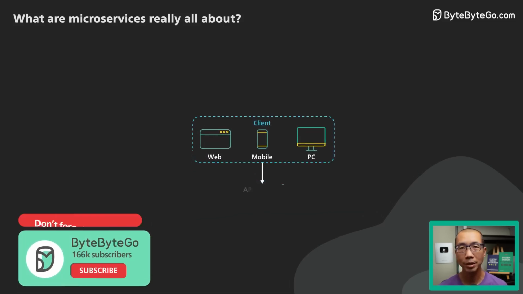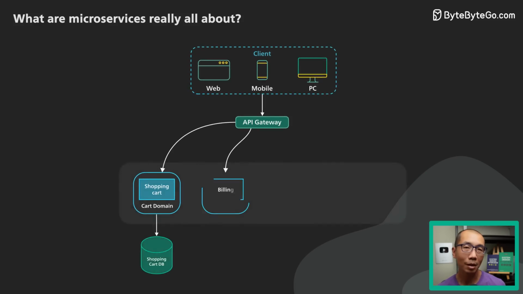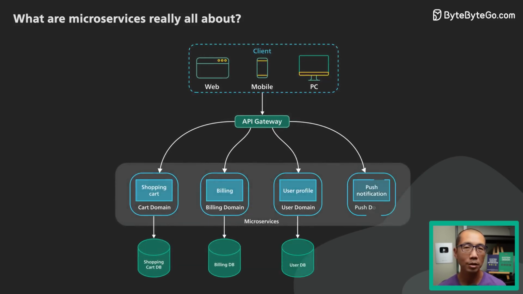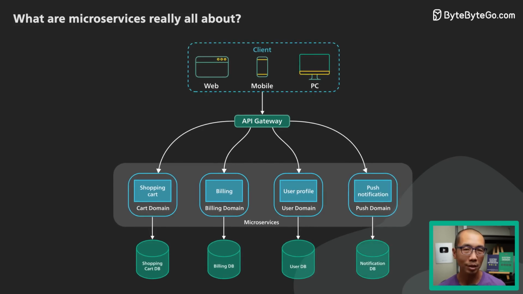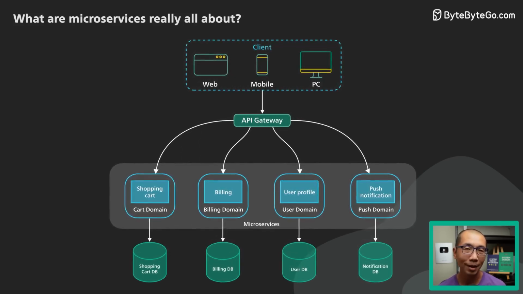Each service handles a dedicated function inside a large-scale application. For example, shopping cart, billing, user profile, push notifications can all be individual microservices. These functional areas are sometimes called domains.